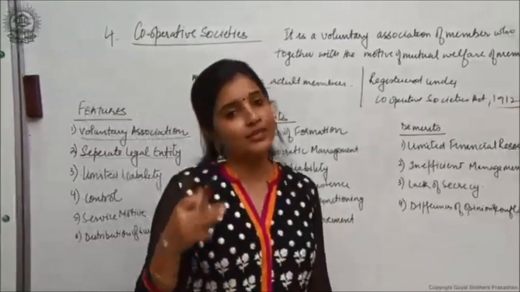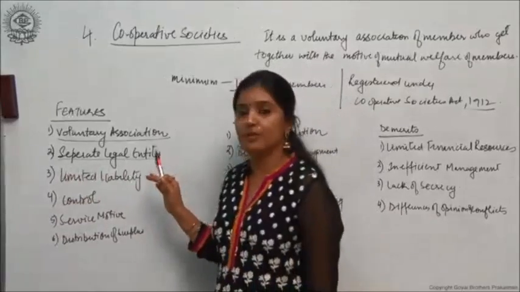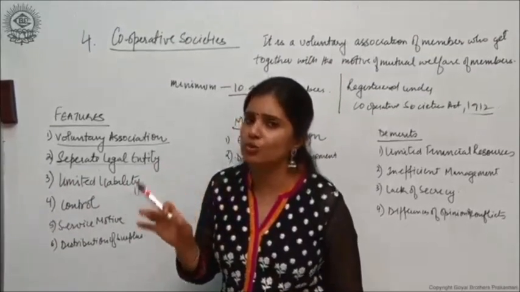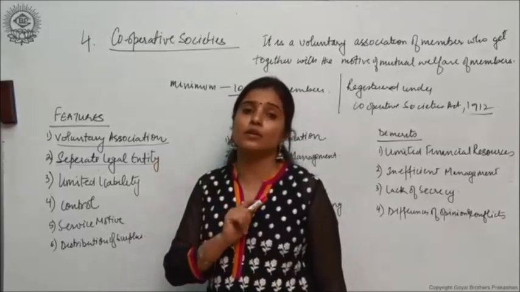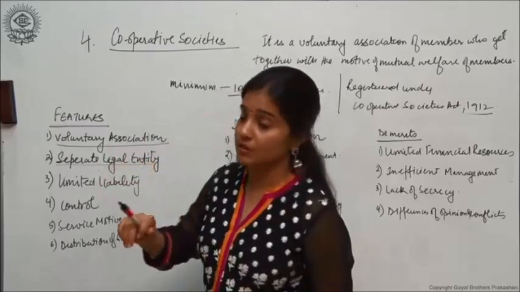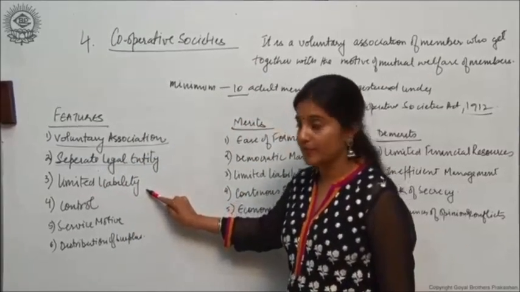If I have put in only 10,000 rupees in an organization, right, which is registered under a special act, then in the event of loss, I will only have to lose my 10,000 rupees. That's it. My personal assets will never be involved in paying off the business liabilities in case the organization is registered. So, separate legal entity, limited liability, right?